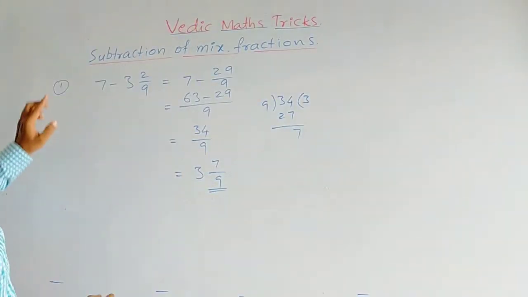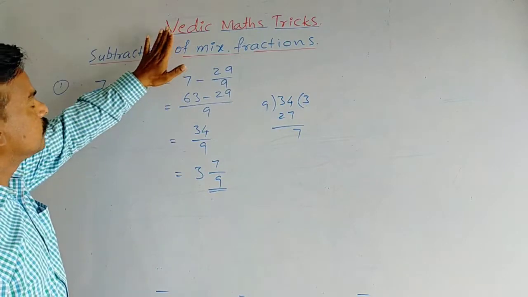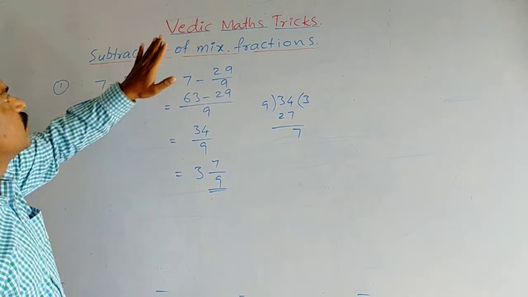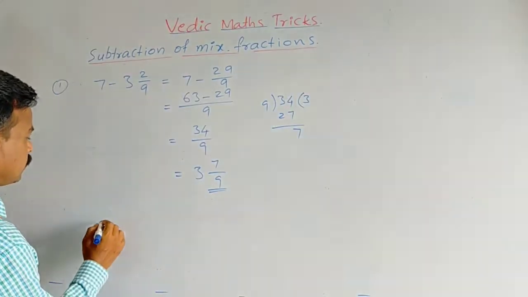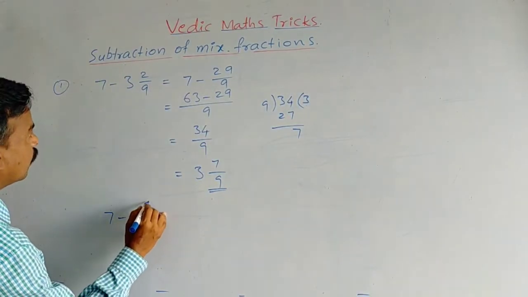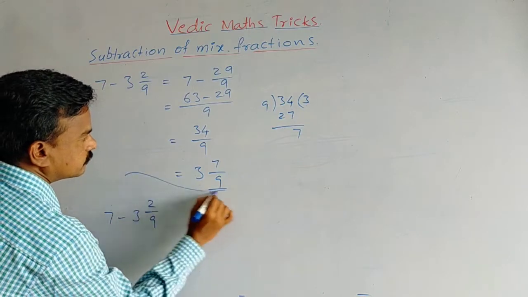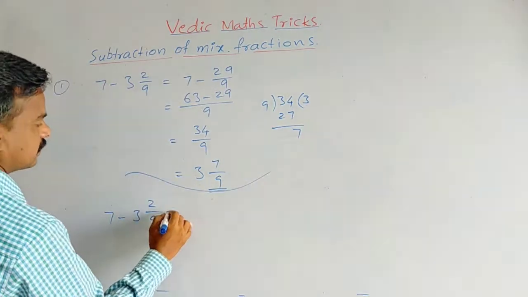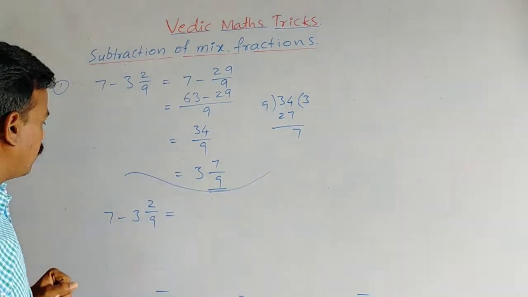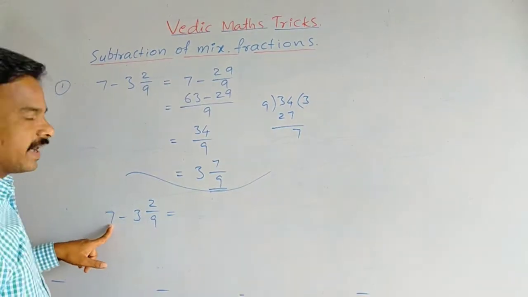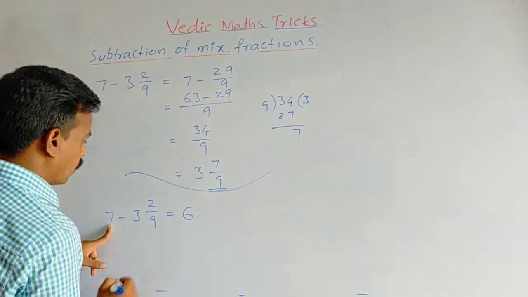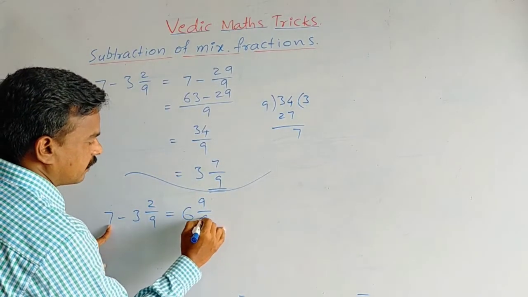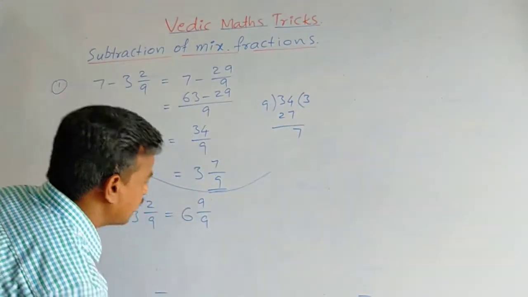Now let us find the subtraction through Vedic mathematics. How can we do it? Here, 7 minus 3 whole 2 by 9. Take it as it is. Now this 7 we can write as 6 whole 9 by 9. Why did I write 9 by 9 here?